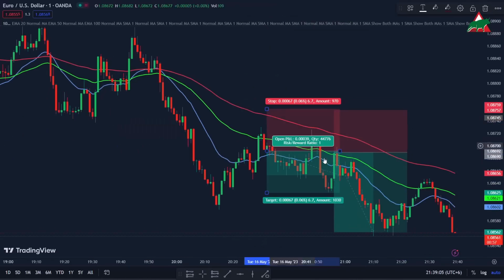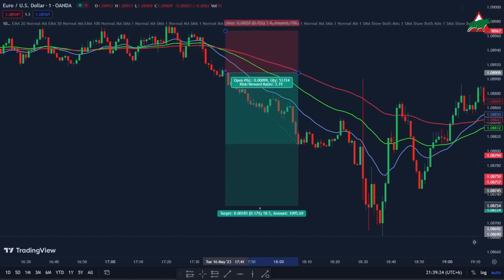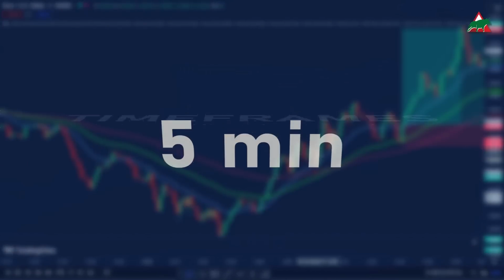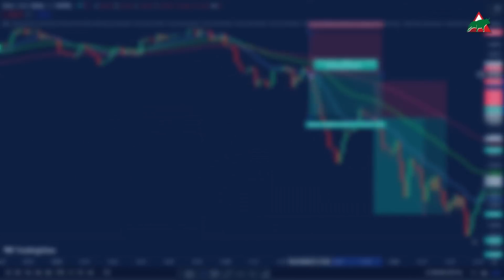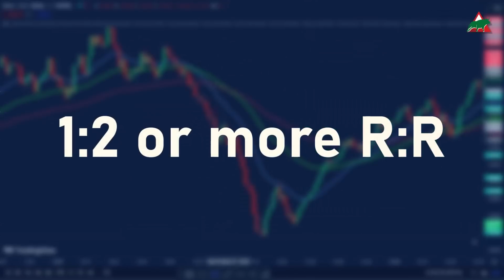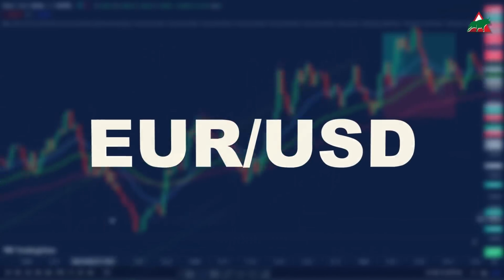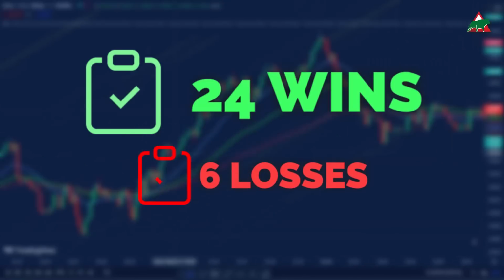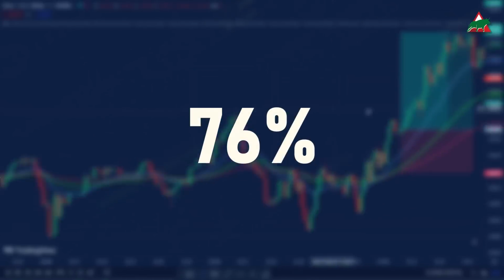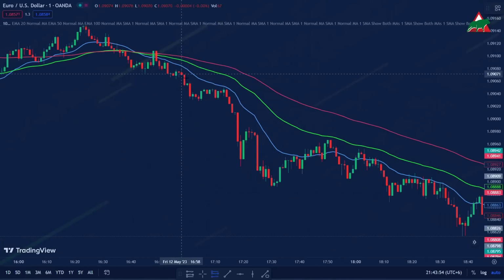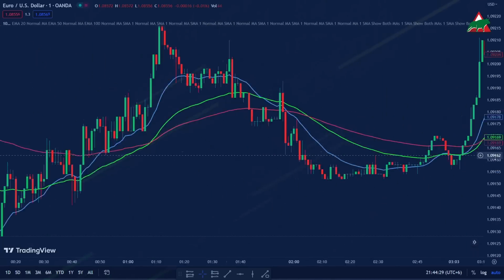Okay, the results are in after taking 30 trades, and it was truly amazing, so let's check it out. I used a 5-minute time frame. This was done using a 1-to-1 and 1-to-2 or more risk-reward ratio on the USD chart. There were 24 winners and 6 losers. The win rate is 76%. This is a really good win rate because our risk-reward ratio is 1-to-1 or 1-to-2 or more.